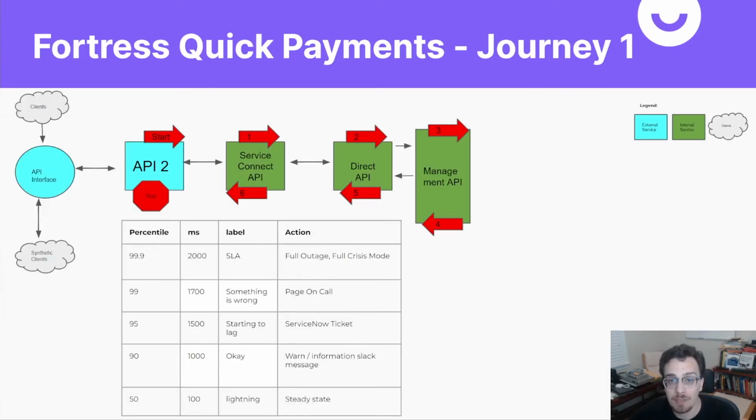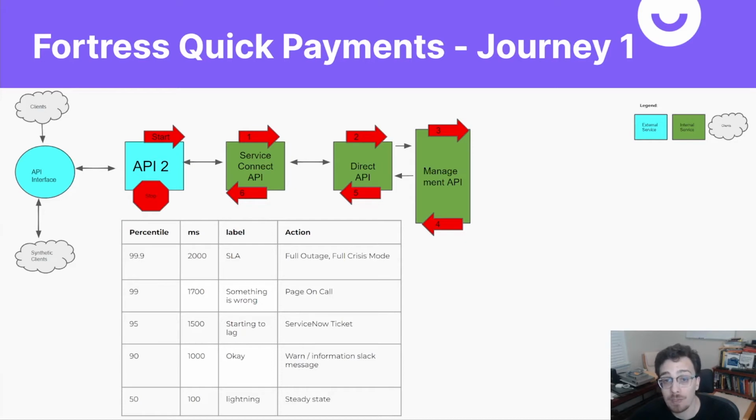Following a similar process as described earlier, we mapped out the flow and made it clear which services were in scope and which were out of scope. Due to contractual obligations, this first user journey had an SLA where 99% of the time an acknowledgement of payment had to be processed within 2000 milliseconds. We then went back to the existing data to see how long the fastest 50th percentile transactions took. To our surprise, it was a lightning quick 100 milliseconds.